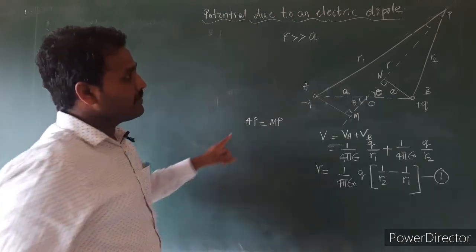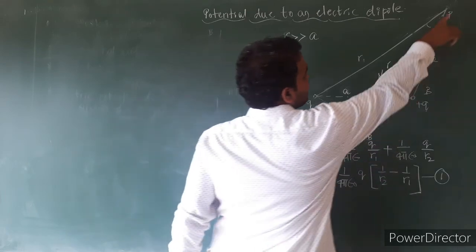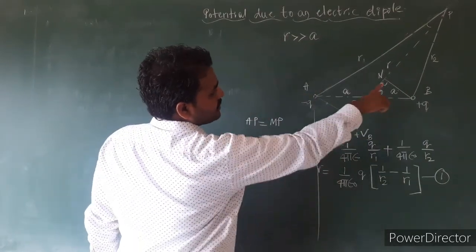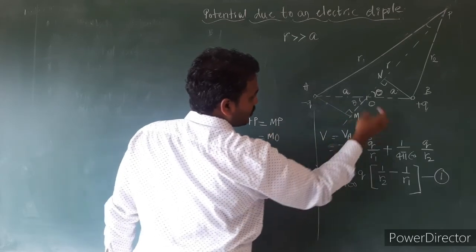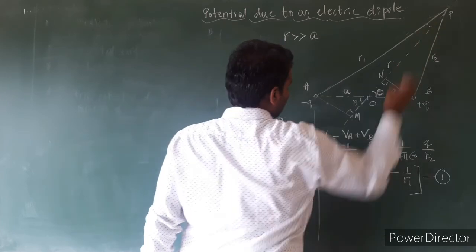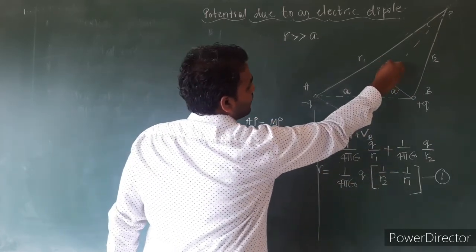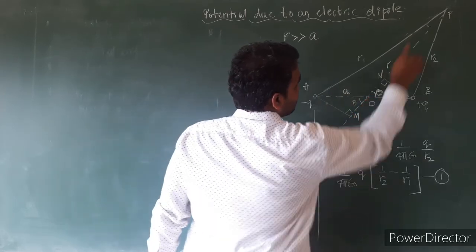So AP is equal to MP, and then look, can I write MP as M to O plus O to P? I am writing MP in terms of R. So MP is equal to MO plus OP.